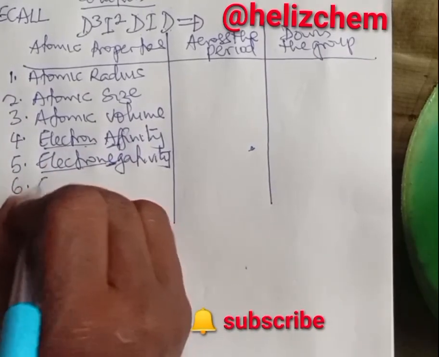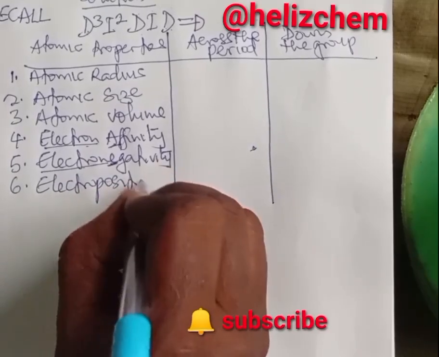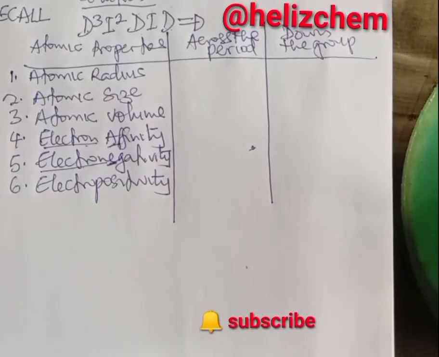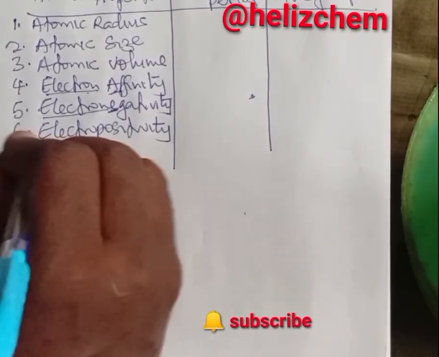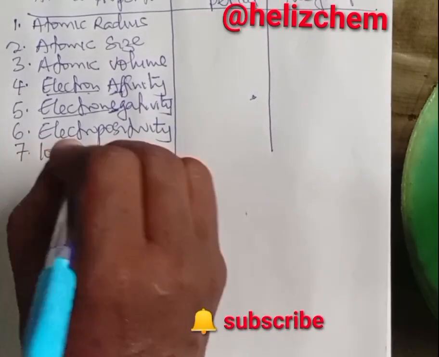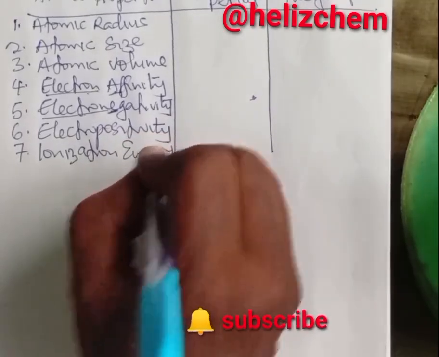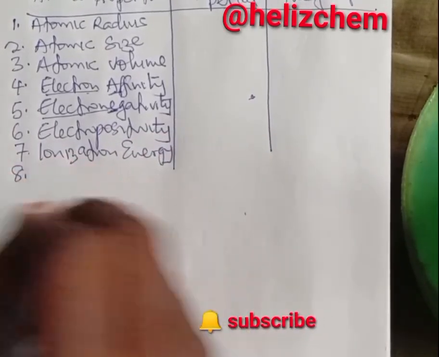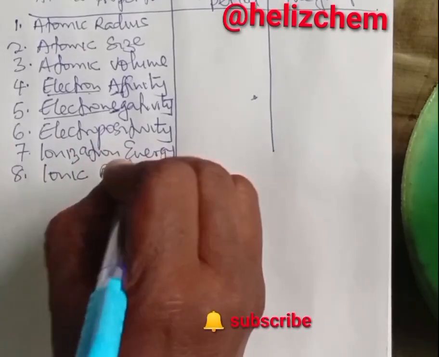Then for number 6, it will be electropositivity. Number 7 now will be ionization energy. And the last one, which is number 8, is ionic radius.